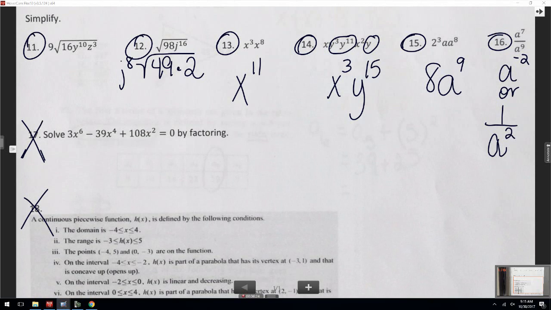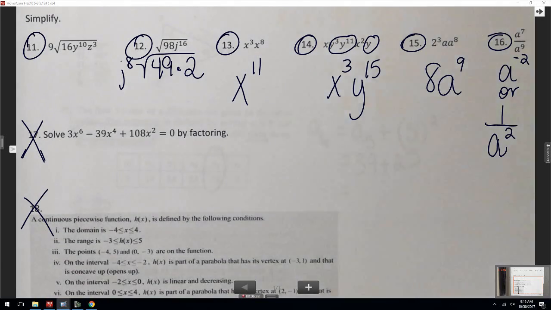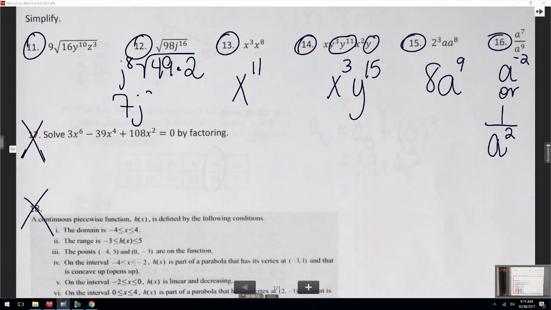Alright, so which one gets to come out, the 49 or the 2? Which one's the perfect square? 49. What's the square root of 49, guys? 7. There you go. So it's 7 j to the 8th square root of 2.